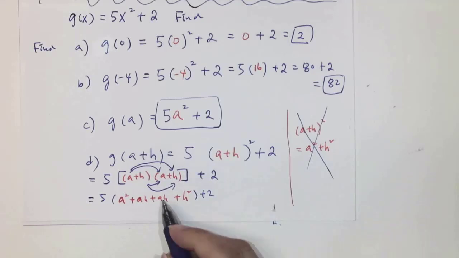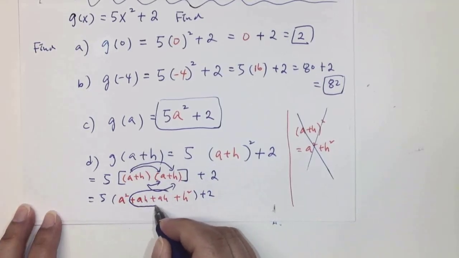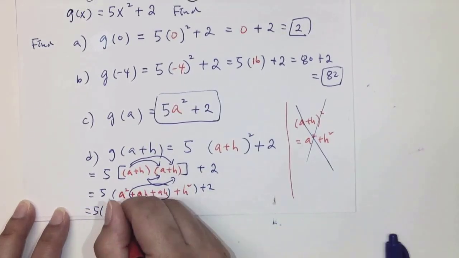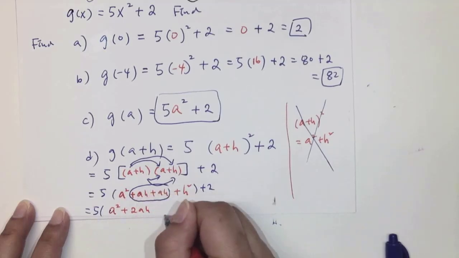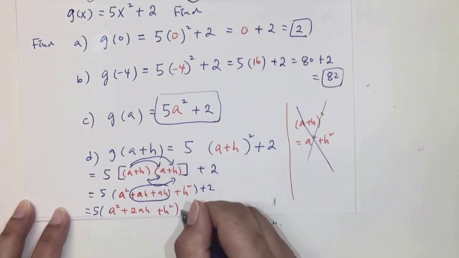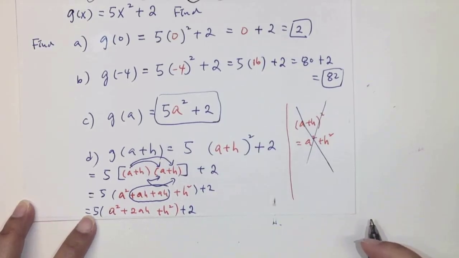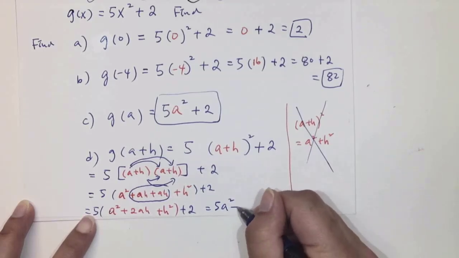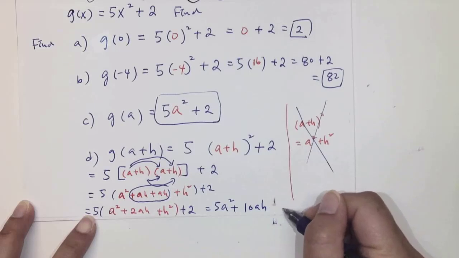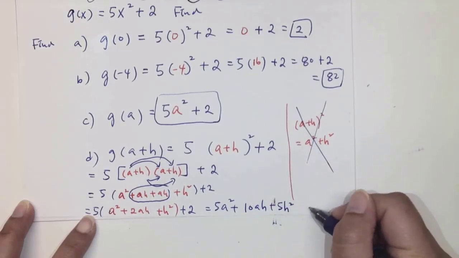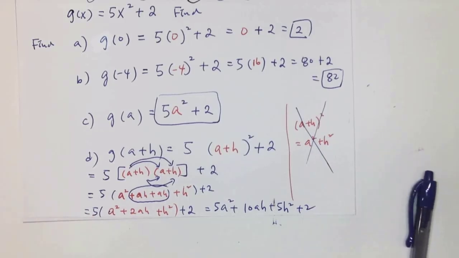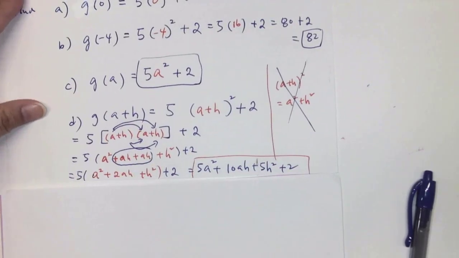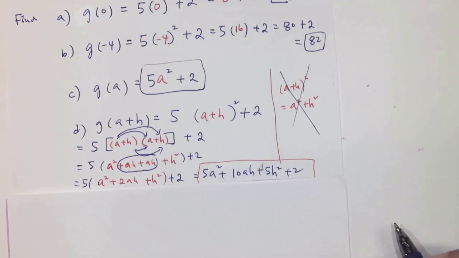And then after that, you can combine the ah terms, so we get 2ah. And then distribute the 5 inside, so that would give me 5a squared plus 10ah plus 5h squared. One more, plus 2. Anything we can combine? Okay, so that's the basic one. We didn't do the difference quotient because we think it's probably going to be too hard.